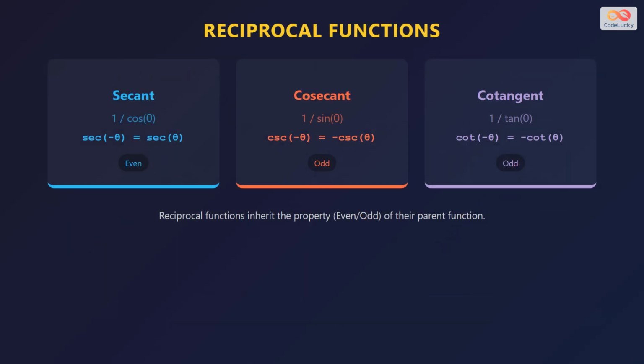The reciprocal functions follow the same rules as their parents. Secant is 1 over cosine, so it is also even. It eats the negative sign. Cosecant and cotangent are the reciprocals of sine and tangent, respectively, so they are both odd. The negative sign comes out front.